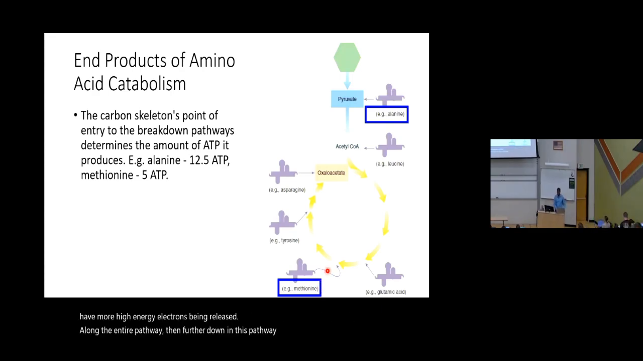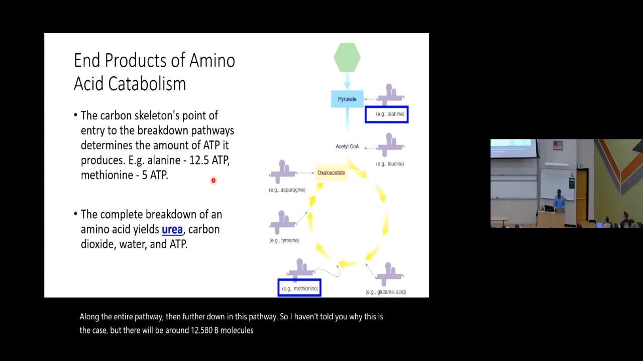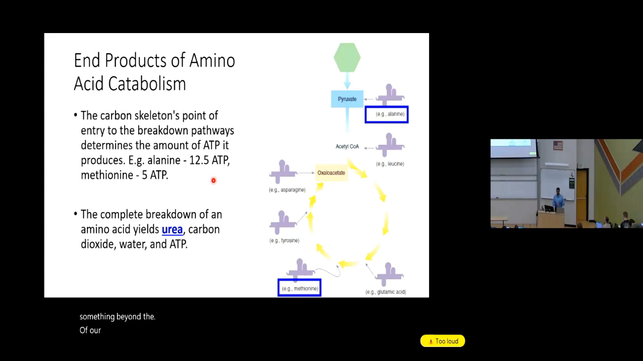So I haven't told you why this is the case, but there will be around 12.5 ATP molecules produced by alanine, and methionine will produce only 5 ATP molecules. And the reason is NADH will lead to more ATP being synthesized than just FADH, right? And if you want to know the reason why, we can discuss after class. It's something beyond the scope of our discussion. But it really depends on where in the catabolic pathway the carbon skeleton enters in to see how much ATP is going to be produced. Any questions?